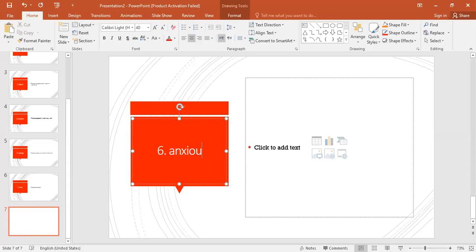Right, number 6 is on page 30. Anxious. Page 30 or 31? No, 31. Okay, 31. Got it.